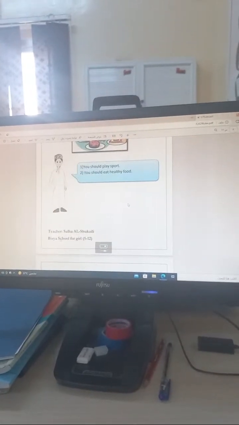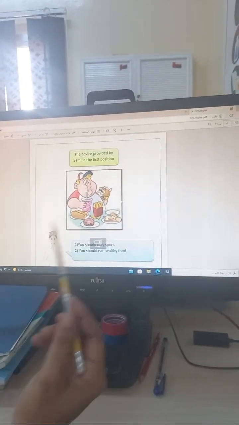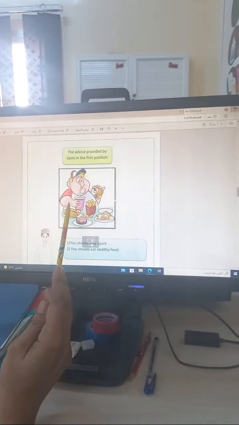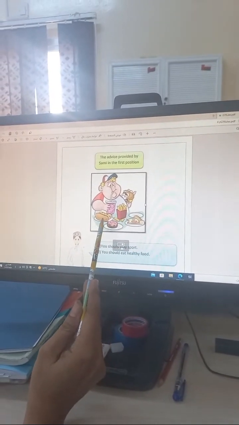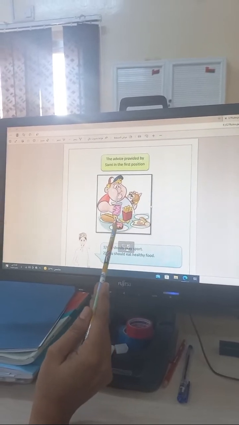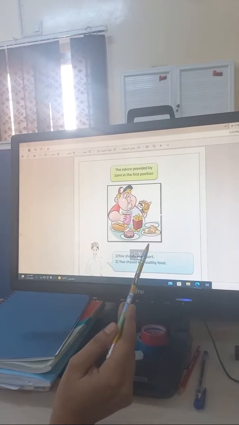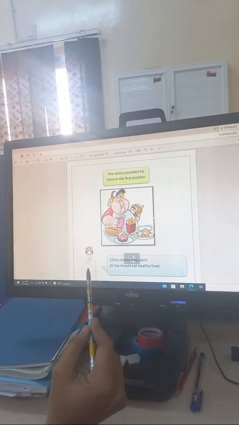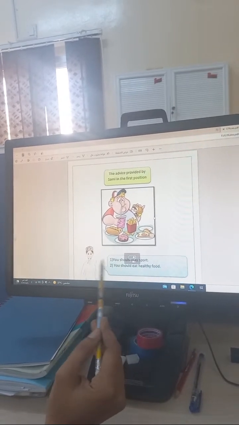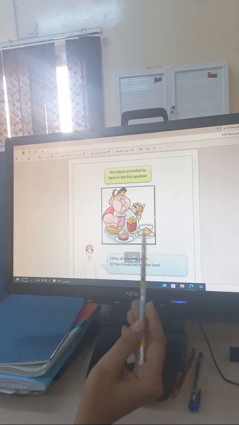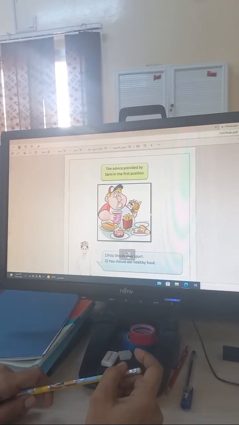Look here at this picture. What can you see, girls, about this boy? He is very fat. He is eating junk food. So, here we have a problem. If we have any problem, girls, we are going to give advice to solve the problem. Now, Sammy will help that boy by giving him advice to stop eating.